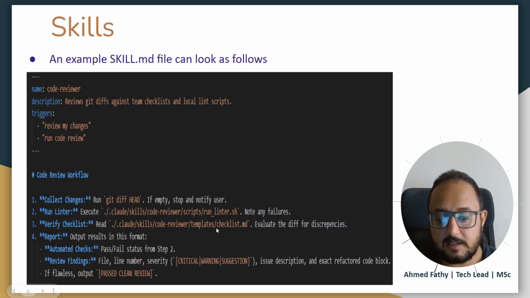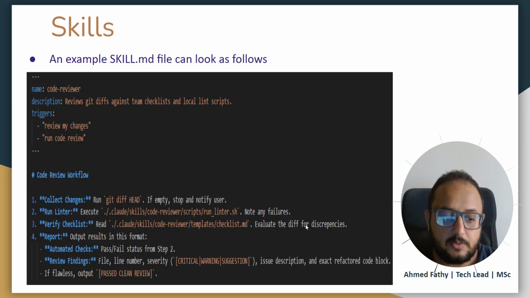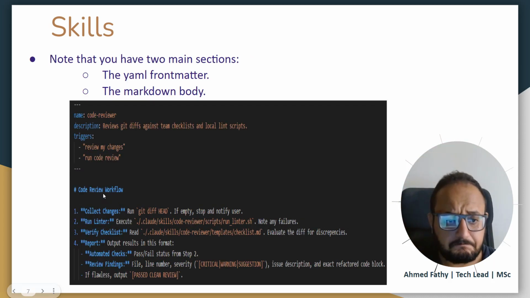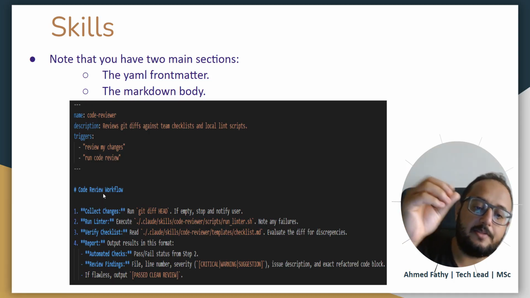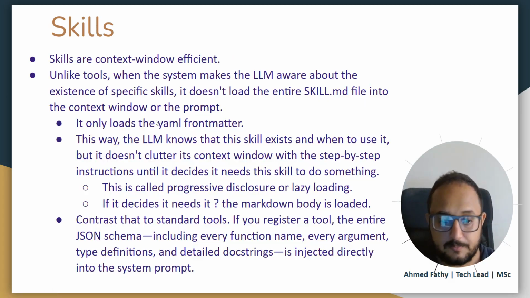Then read this file right here, so it is templates inside code reviewer, checklist. Evaluate the diff for any discrepancies with the checklist for review, and then report, and in report you can do those things as well. So this is where you define the workflow for the skill. So note that you have two main sections, the YAML front matter and then the markdown body. So this right here is markdown and this is the YAML front matter.